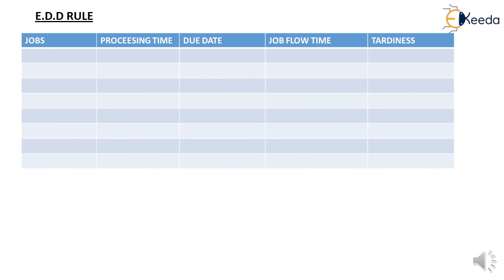In our question, first determine the SPT rule and in a second portion, he asked about the EDD rule. He asked the sequencing according to the EDD rule and to determine the makespan time and average job flow time per job and average number of jobs in the system and average tardiness per job and tardy jobs.